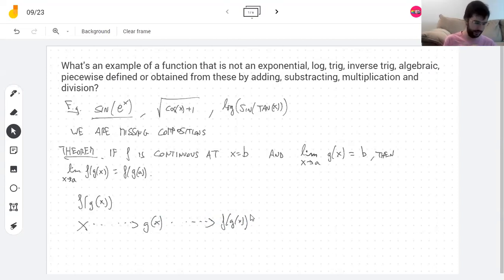I think the confusing part here is why is there a b here and an a here and a b here? So what's the relation between this b and this b? So the thing is, as x approaches a, g of x approaches b. This is what this limit here is saying.